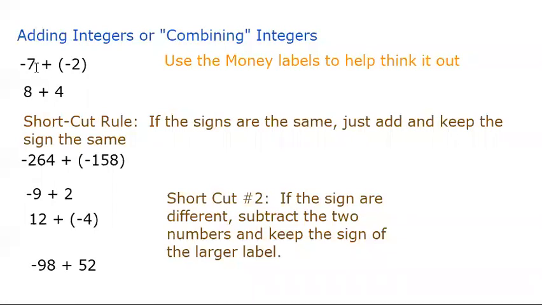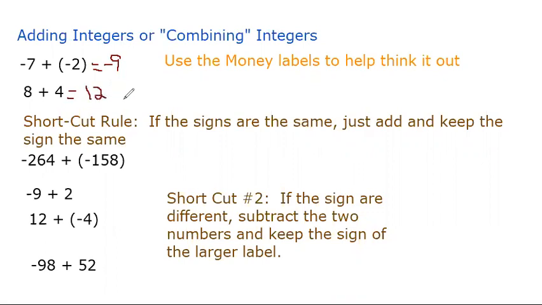So a -7 means $7 that I owe combined with $2 that I owe. Therefore, the result of that should be $9 that I owe. So if I look at this next example, 8 plus 4, using labels, you have $8 and you have another $4. Therefore, you have a total of $12.